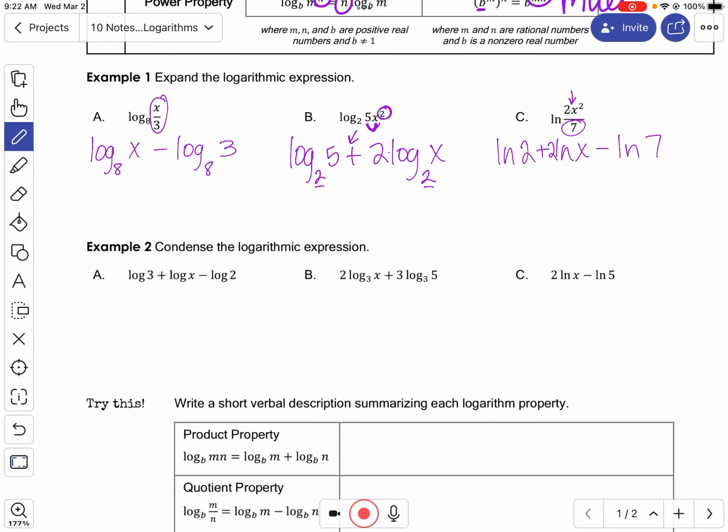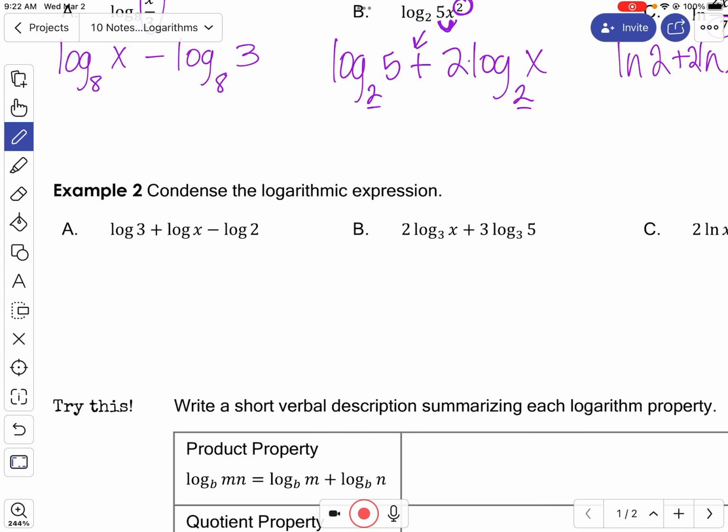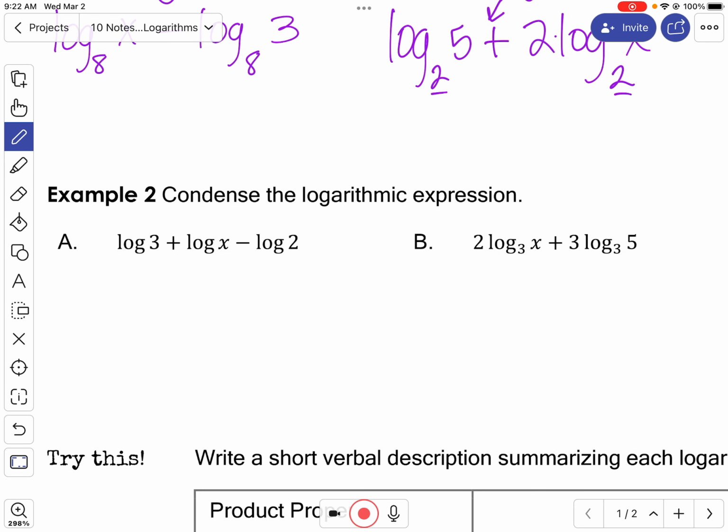Okay, so now we're going to do the opposite. Now we're going to condense, which we're going to be using in order to solve log equations. So condense means write it as one logarithm. Notice all of these logs have the same base. It's all a common log, which is base 10.